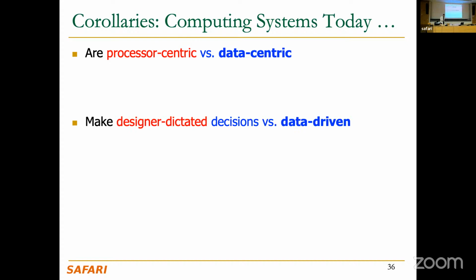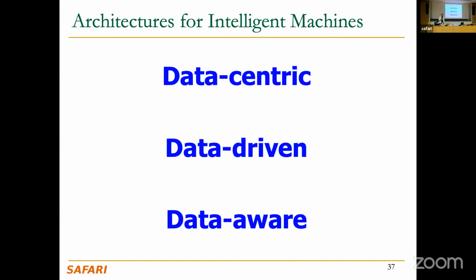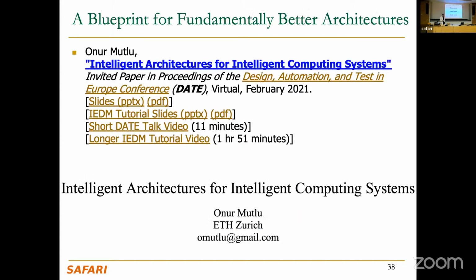And we want to make decisions on the system design based on the data that is going around that system, instead of ad hoc decisions dictated by the designer doing the implementation of the processor. We want data-aware decisions as well, instead of decisions based only on a small view or particular element of your system. So overall, we want a data-centric architecture, a data-driven architecture, and a data-aware architecture. And that is what I'm going to talk about.